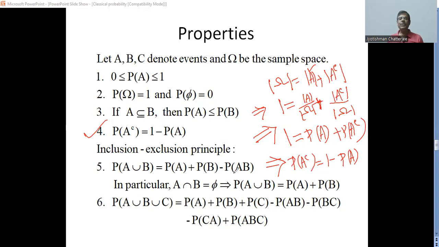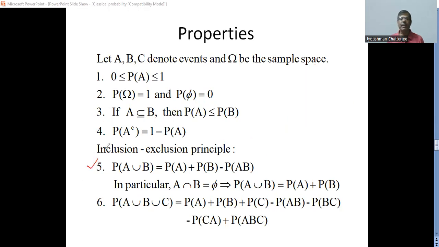Now comes the inclusion-exclusion principle. Why is it so? By simple application of the inclusion-exclusion principle for sets, what is that? We know that the size of A union B is nothing but size of A plus size of B minus size of AB, or A intersection B.